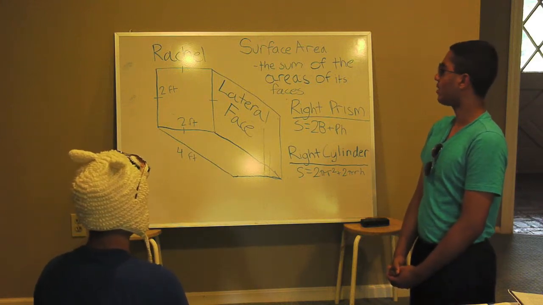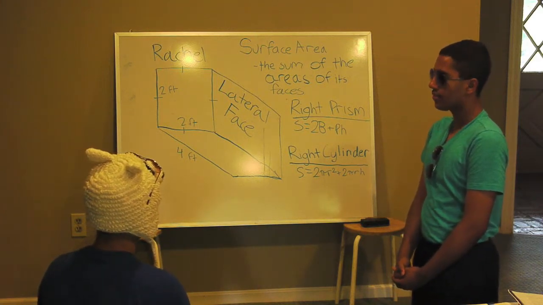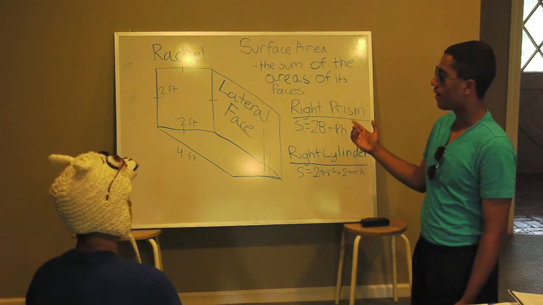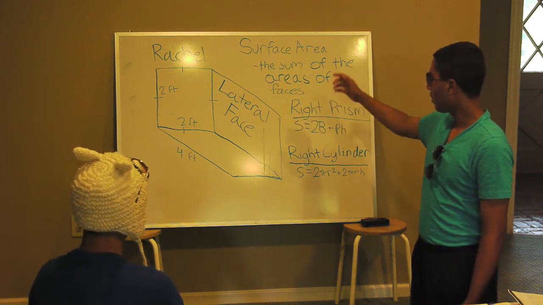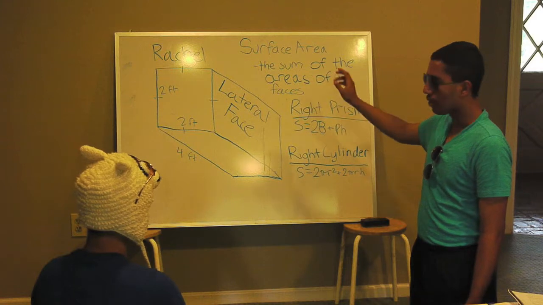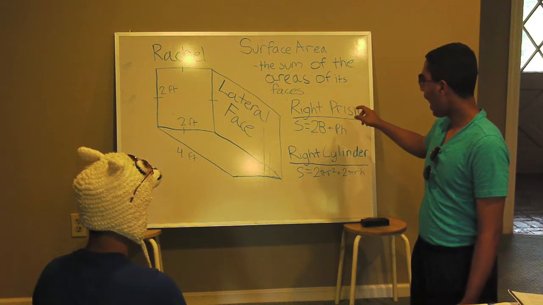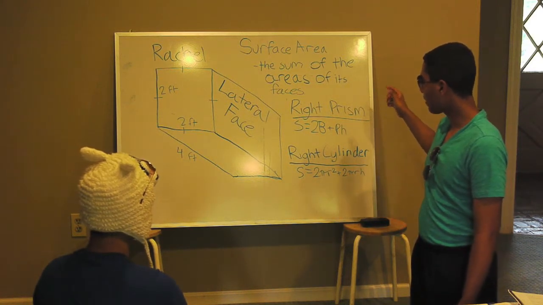So how do you get the surface area then? The surface area is the sum of the area of its faces. So to find the surface area of a prism, you have to find the area of the base multiplied by 2, and then add the perimeter of the base times the height.